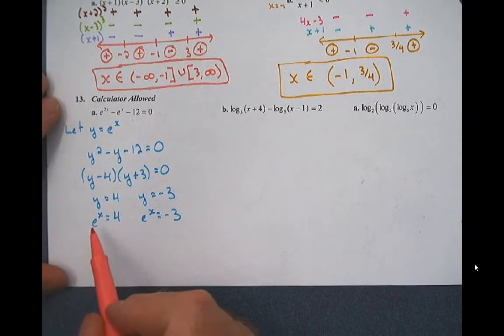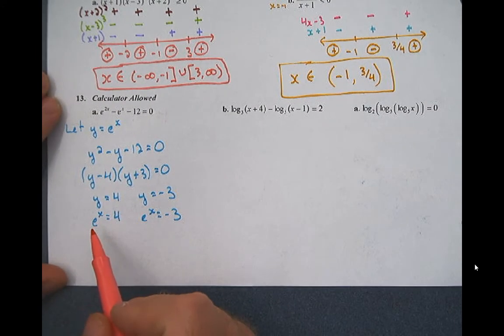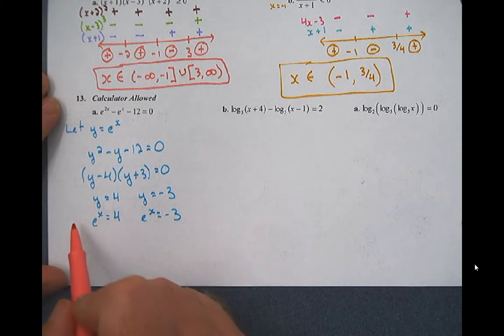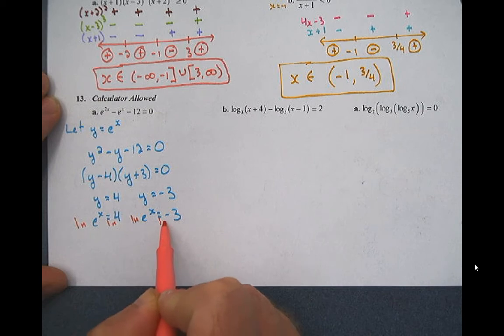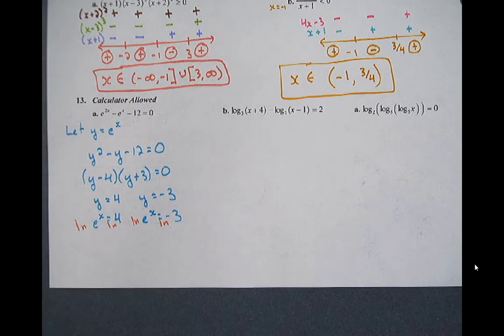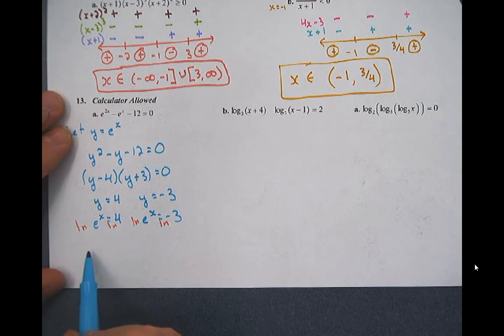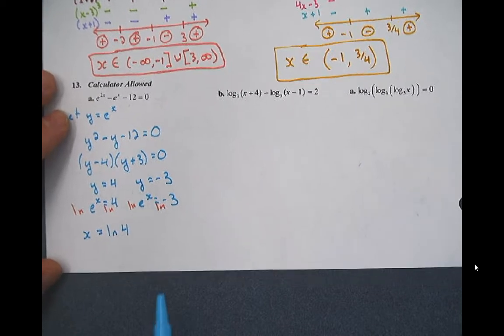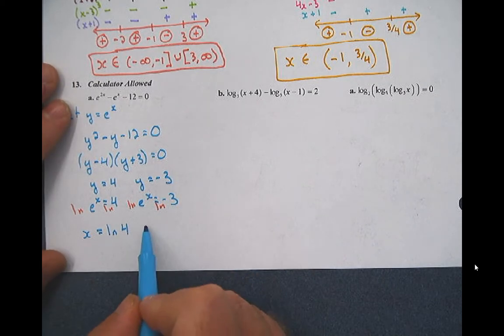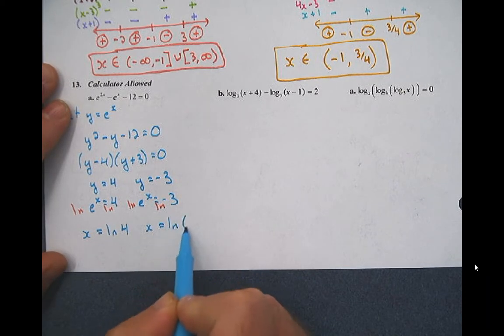So what would kill e to the x? Oh, come on. What kills e to the x? Natural log. So I'm going to natural log everything. So natural log and e to the cancel each other out. I'm left with x. Natural log of 4 is, I'm just going to write natural log of 4 for now. And then over here, I would get x equals natural log of negative 3.